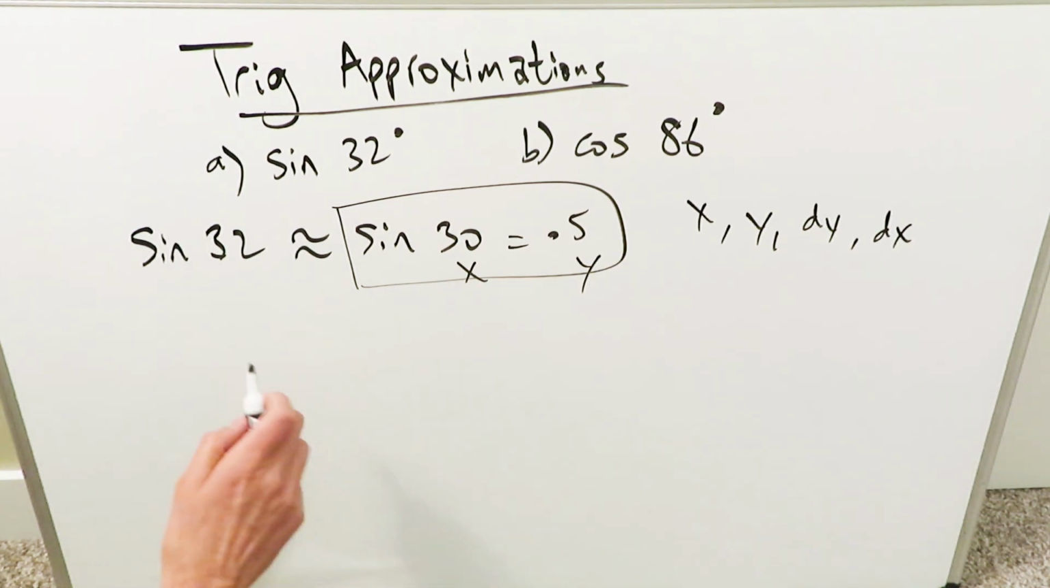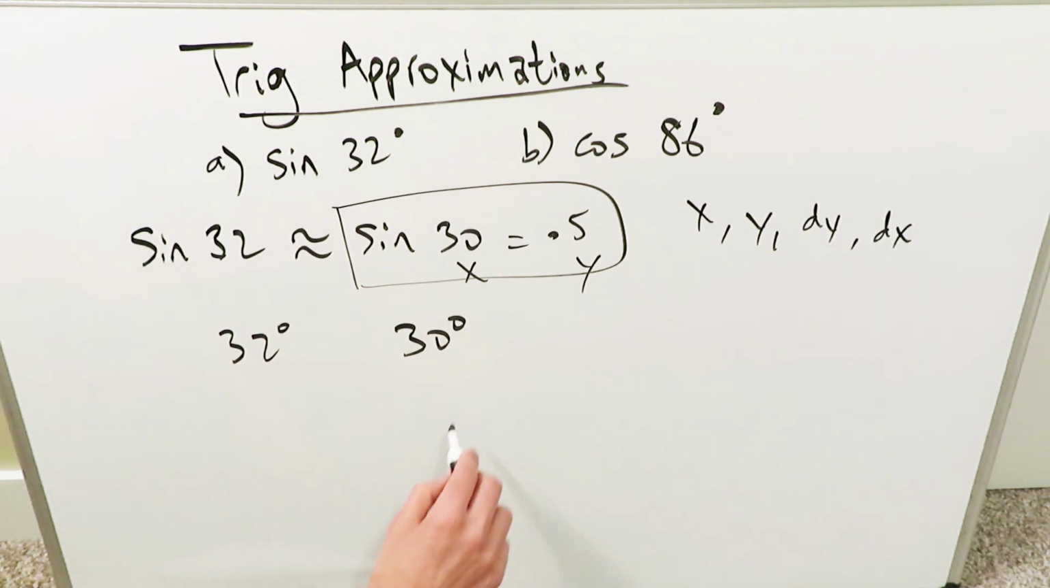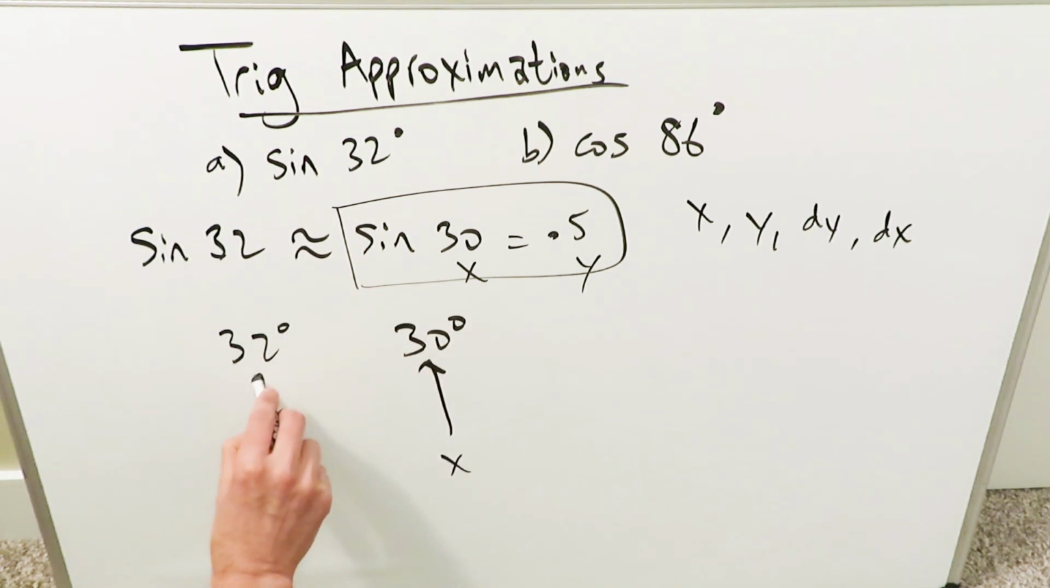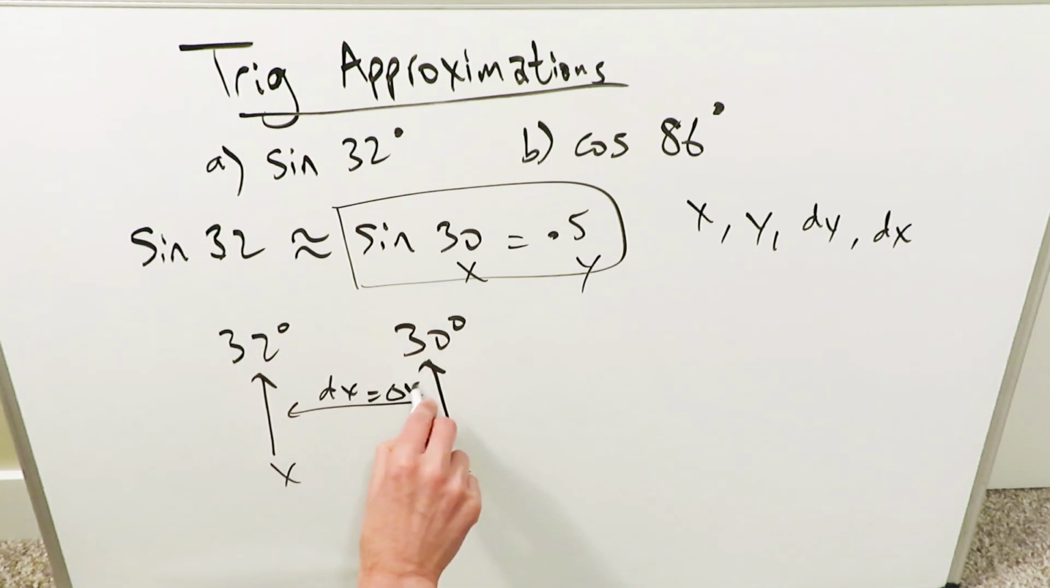Let's look over here at dx. I'm looking here at 32 degrees. I have a known value 30. This right here represents an x value. This here represents another x value. Your dx is always equal to your delta x. What is your delta x?